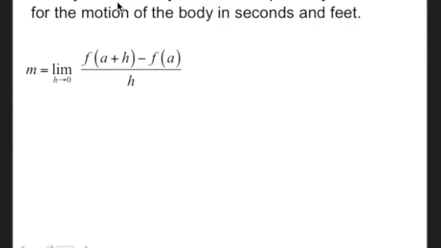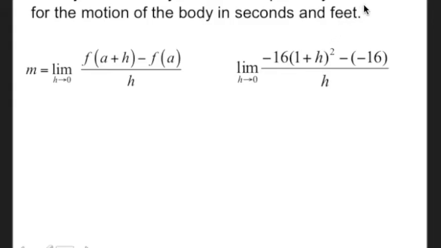Since this is a pretty compact equation, I'm just going to put it right into this fraction expression. So we have negative 16, 1 plus h quantity squared, that's our negative 16t squared, minus negative 16, so when I plug in a t value of 1, I get negative 16 times 1 squared, which is negative 16, over h.